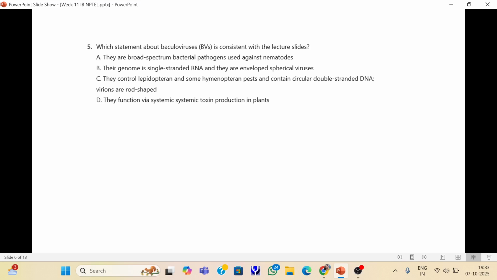B: Their genome is single stranded RNA and they are enveloped spherical viruses. C: They control lepidopteran and some hymenopteran pests and contain circular double stranded DNA. Virions are rod shaped. D: They function via systemic toxin production in plants. Start answering.